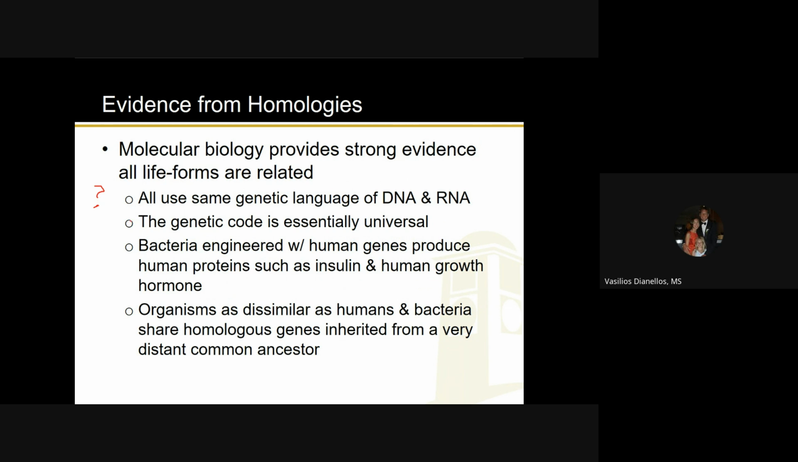We've talked about that before. Like the example I gave was the fact that we use bacteria to make insulin, right? So we took a human gene that says this is how you produce insulin. We inserted it into the genome of bacteria, and the bacteria just produces that human protein for us. And organisms as dissimilar as humans and bacteria share homologous genes inherited from a very distant common ancestor. Another good independent work topic.